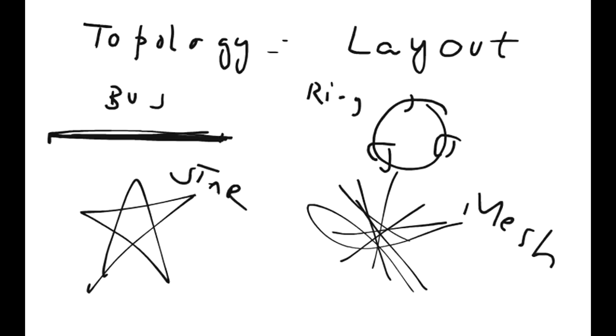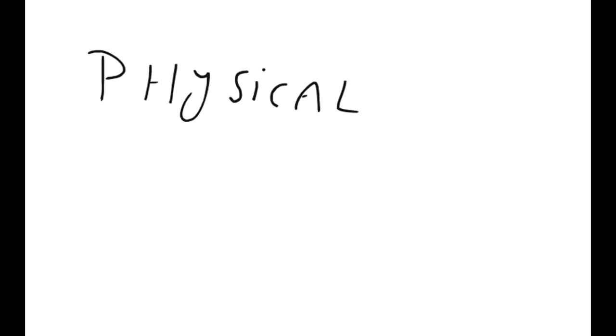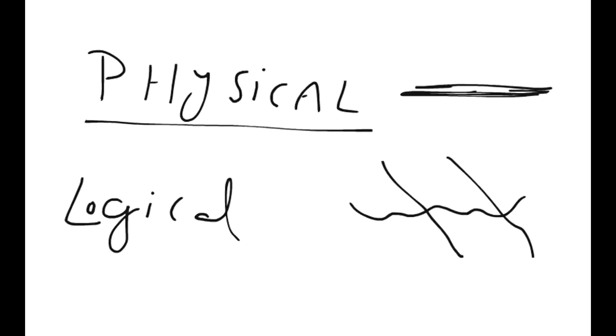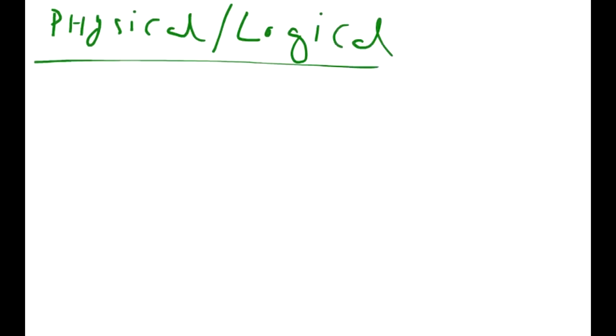So, friends, there can be physical topologies, that is how your network is physically laid out, and there can be logical topologies, that is how the traffic follows a certain path to reach its destination. But for the sake of simplicity, friends, we will consider that the physical and the logical topology in our example are the same. So let's start our discussion about bus topology.